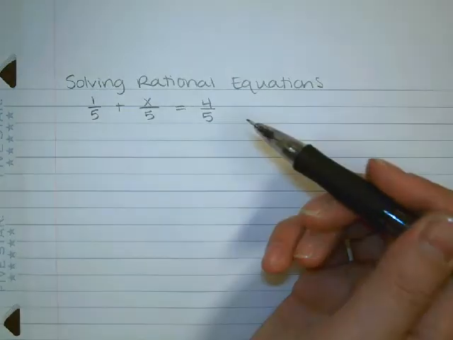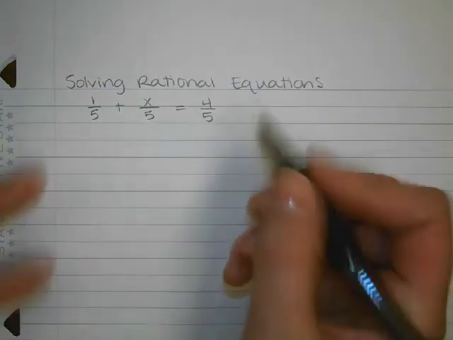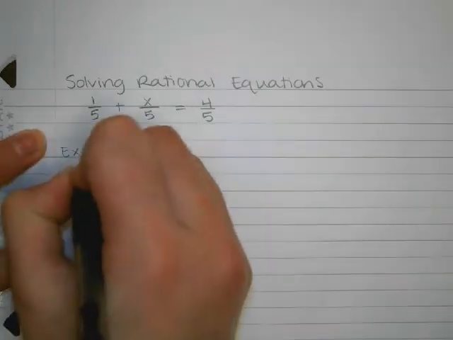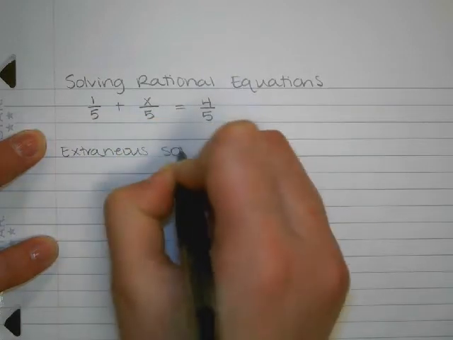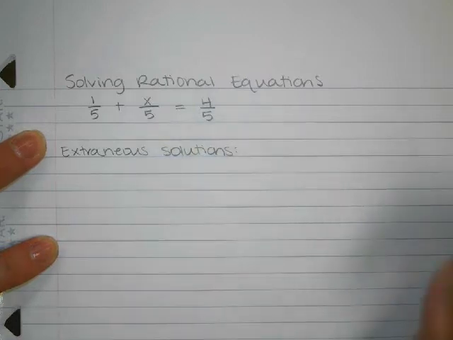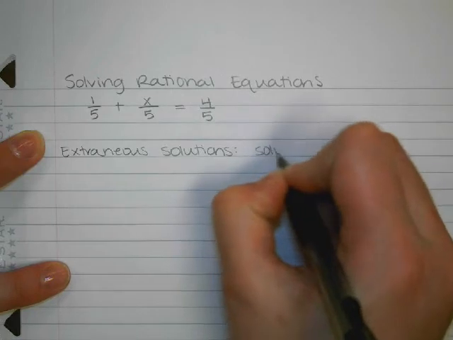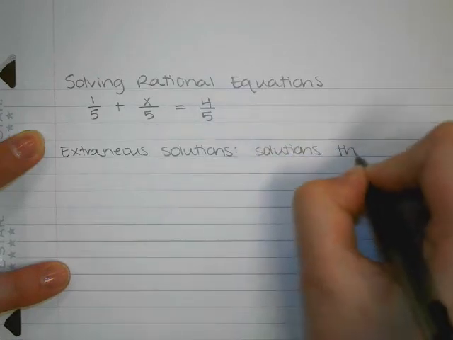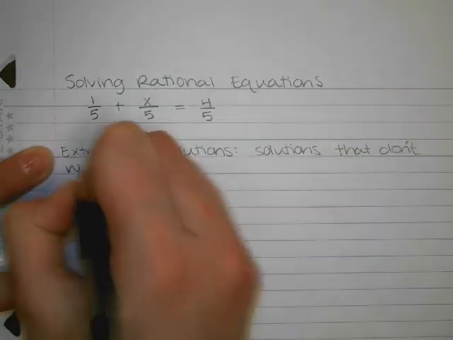One thing we have to keep in mind when we're solving rational equations is we have to look for extraneous solutions. So extraneous solutions are solutions that you're going to find mathematically, but when you plug them back into the equation, they don't work. So solutions that don't work. That's not a formal math definition, that's a Miss Rice definition.